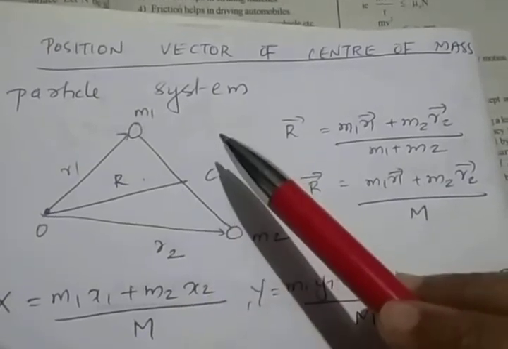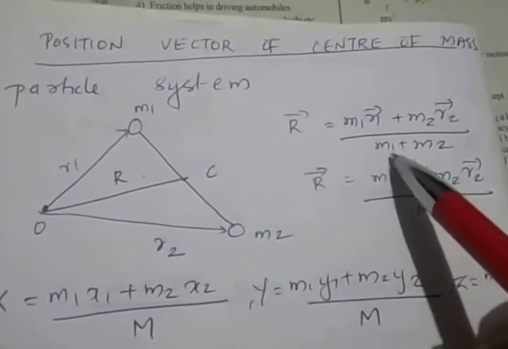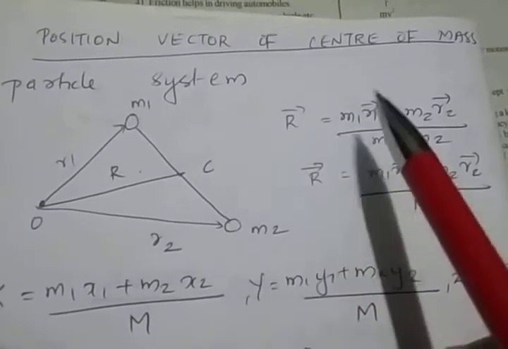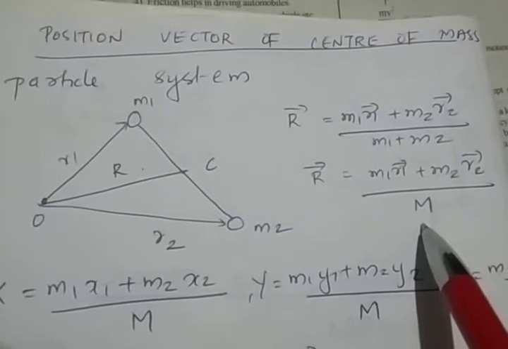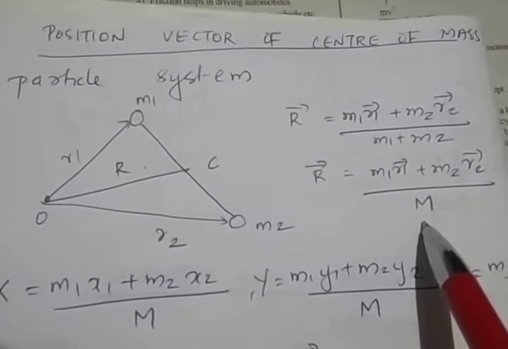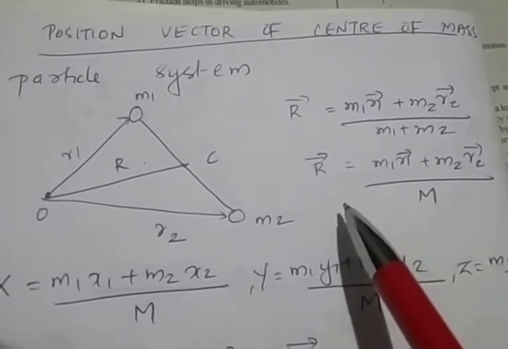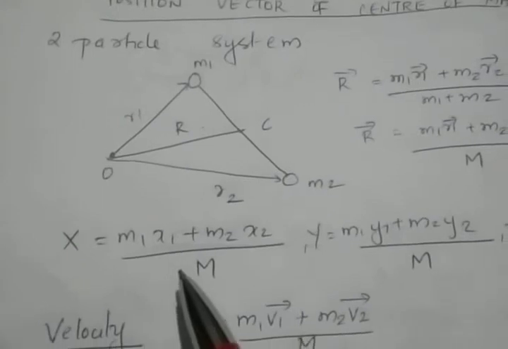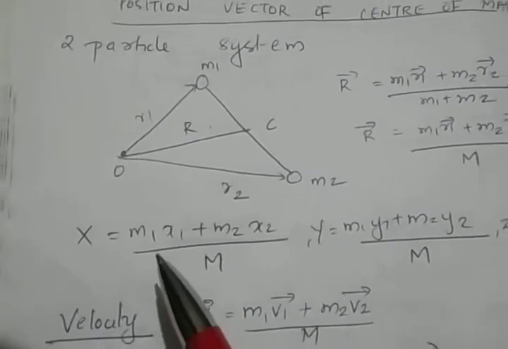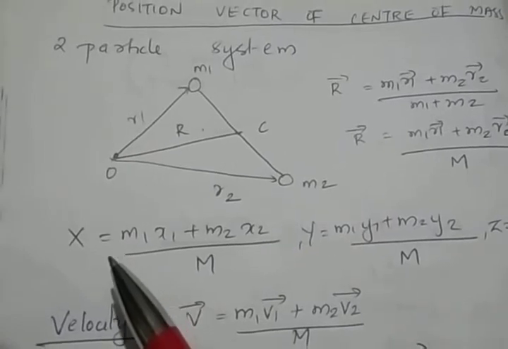And you know what is m1, r1, m2, r2. So this m1 plus m2 means total mass of this two particle system. So m1 plus m2 can be replaced by capital M. And this is the general expression for the position vector of a center of mass. And if we consider x, y, and z coordinates of the position vector separately, we need to modify the expression like this.